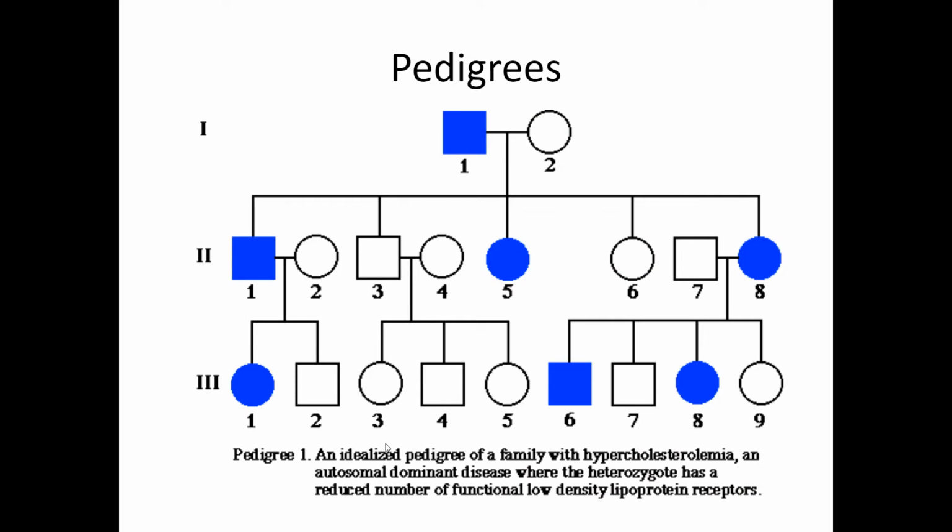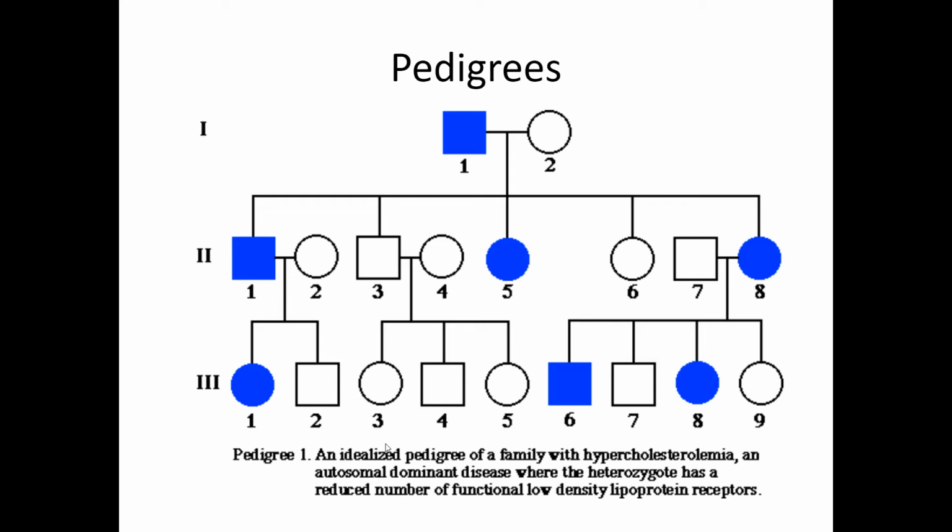And this brings us to pedigrees. A pedigree is just a chart that allows traits to be tracked from one generation to the next. Typically, you see it like this, where the male is a square and the female is a circle, and the shaded shapes have to do with the trait that's being tracked in this particular pedigree.